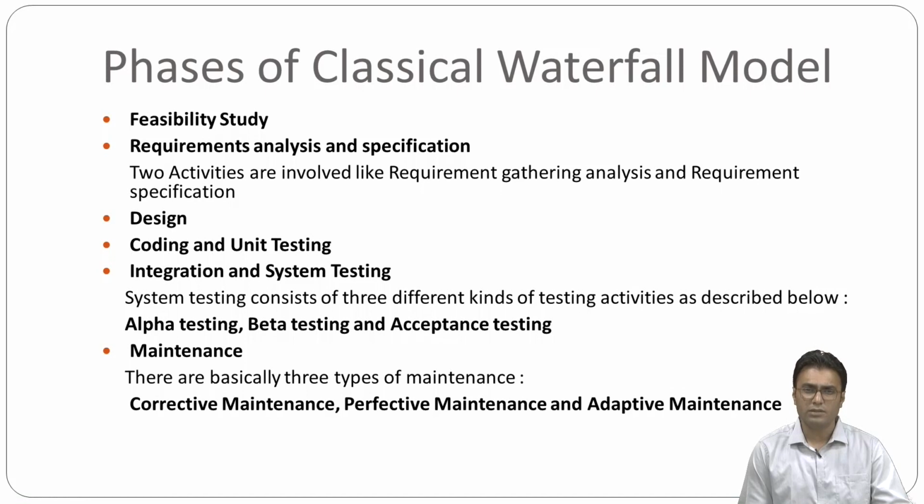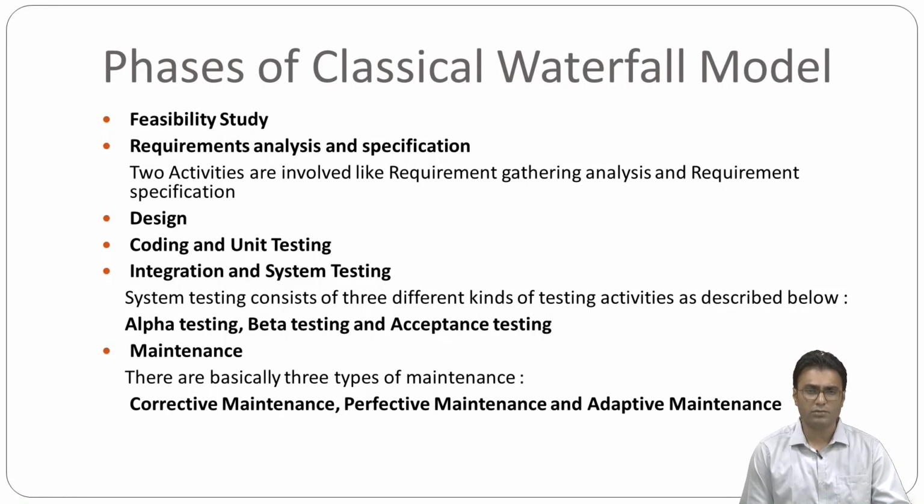Now, the next one is coding and unit testing. In the coding phase, software design is translated into source code using any suitable programming language. Thus, each designed module is coded. Now, the aim of the unit testing phase is to check whether each module is working properly or not.